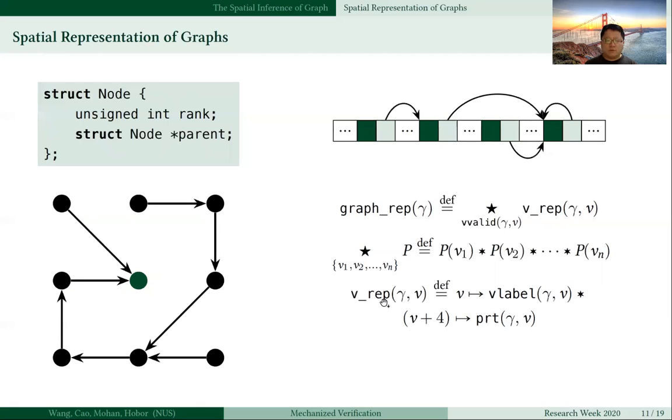And the vertex representation of V in gamma is here. V points to its label, and the offset points to its parent. And the parent function is defined by the functions in the mathematical graph library: destination, the only one outer edge, and so on.